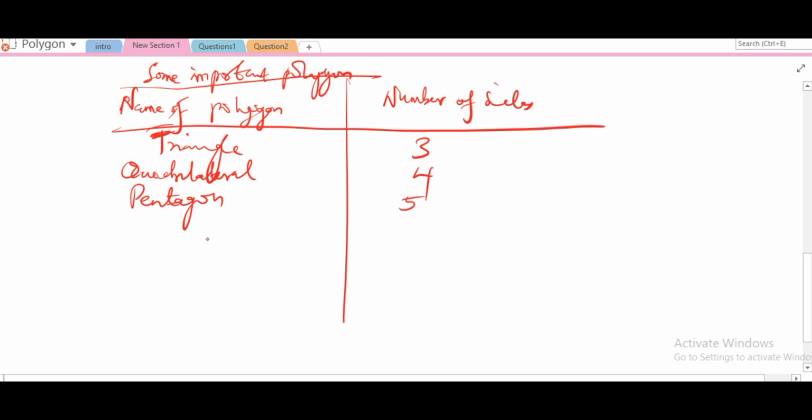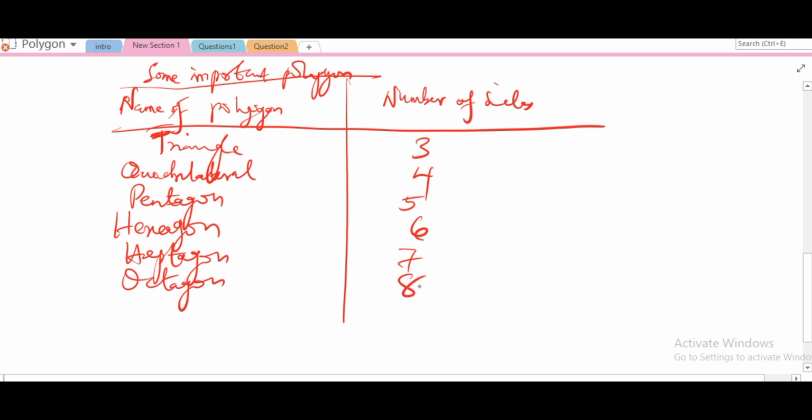Pentagon, that's 5. The next one is hexagon, that's 6. The next one is heptagon, that's 7 sides. The other one is octagon, which is 8 sides. So we have nonagon, that's 9.